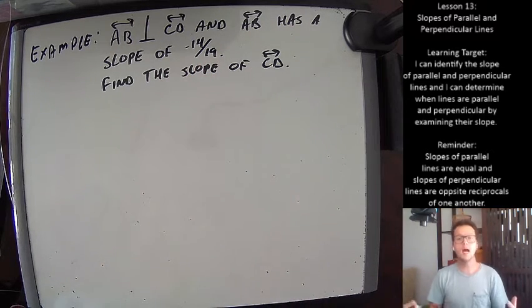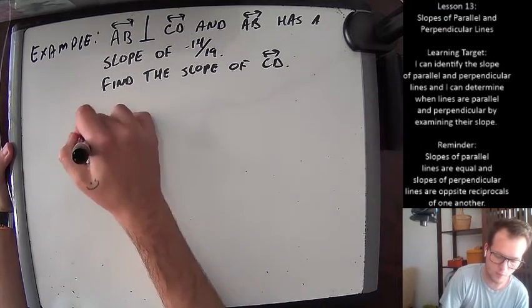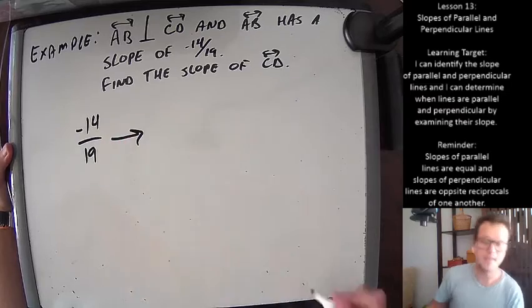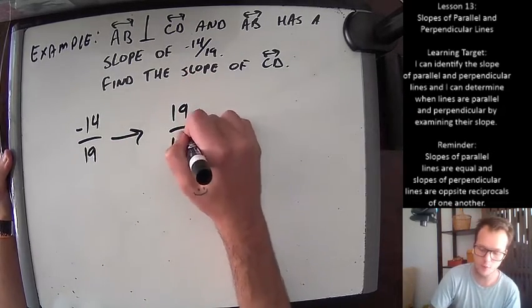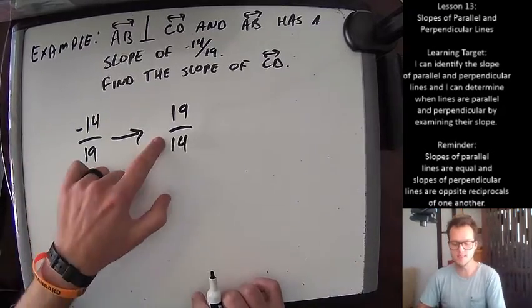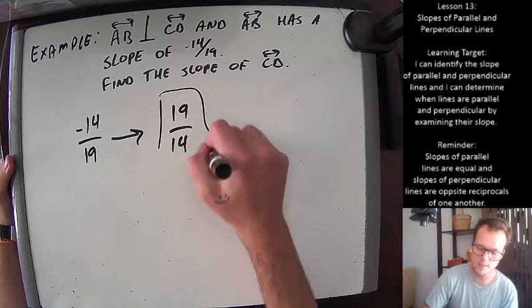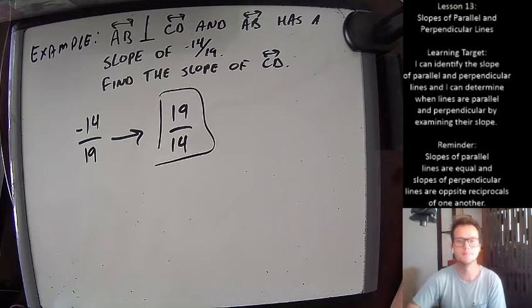Well, we know that they're going to be opposite reciprocals of one another. So if AB has a slope of -14/19, for the opposite reciprocal we're going to have a 19 on top and a 14 on bottom. We just flip spots. And this was negative, so it is now going to be positive. The slope of line CD is 19/14.